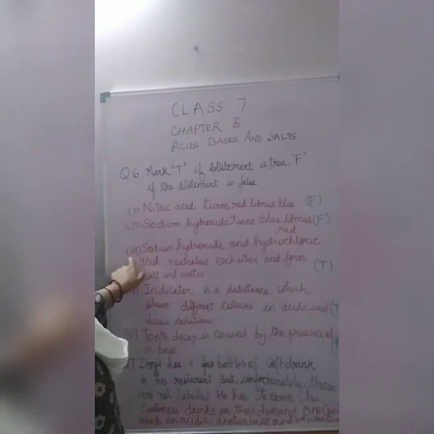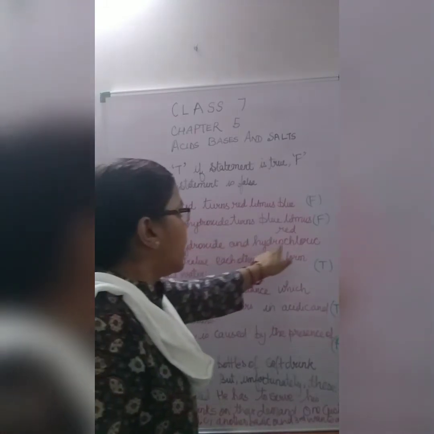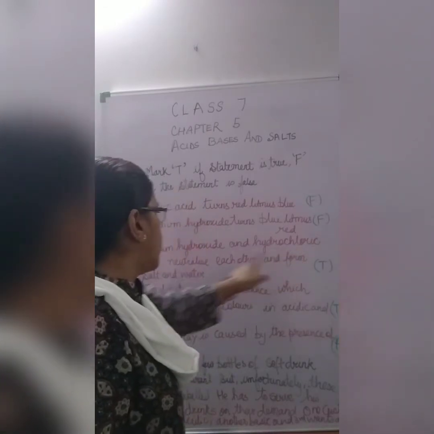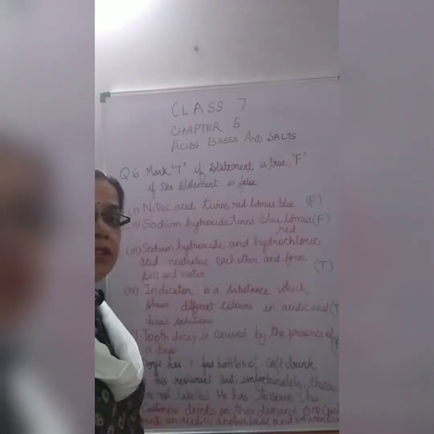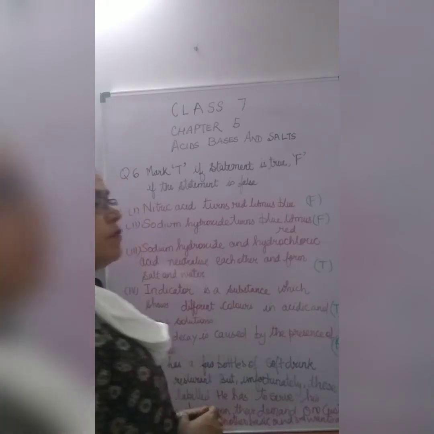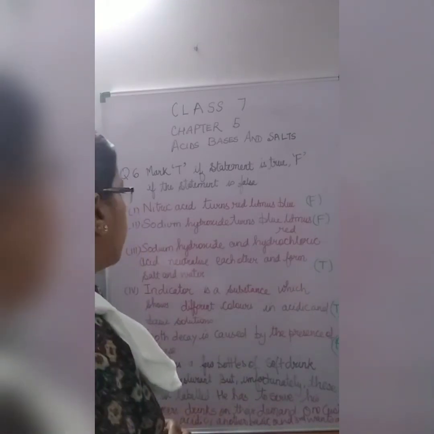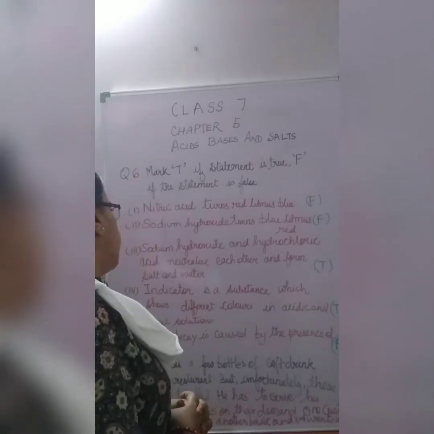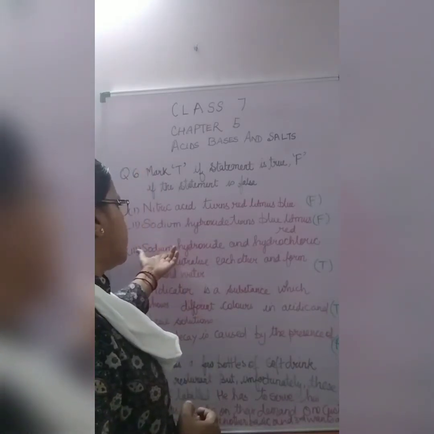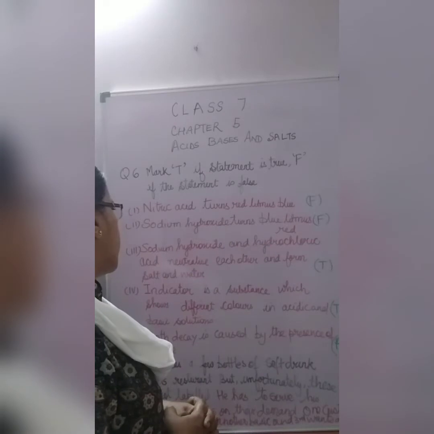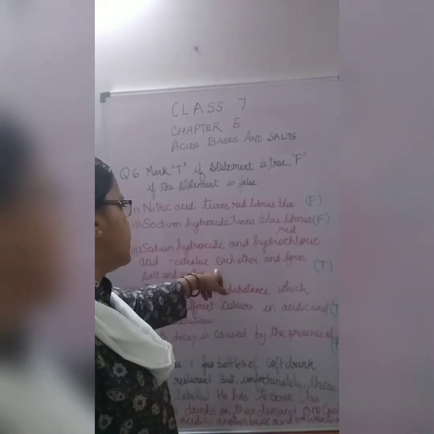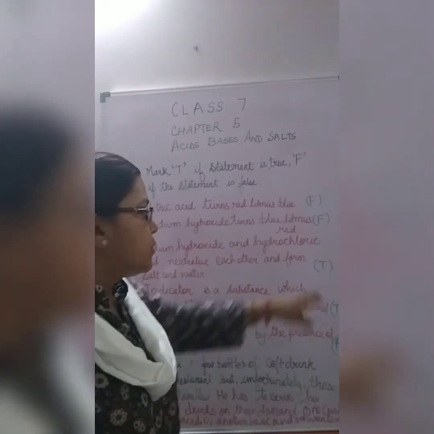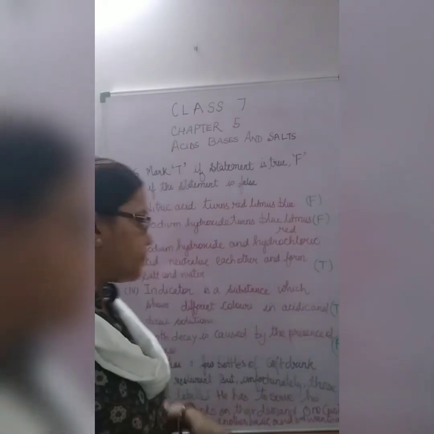The third one, sodium hydroxide and hydrochloric acid neutralize each other to form salt and water. And in question number 5, you had been given neutralization. You have to explain that with the help of an example. So, you know that sodium hydroxide and hydrochloric acid will neutralize the effect of each other and they form salt and water. So, this statement will be true.